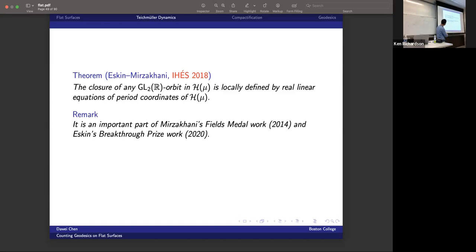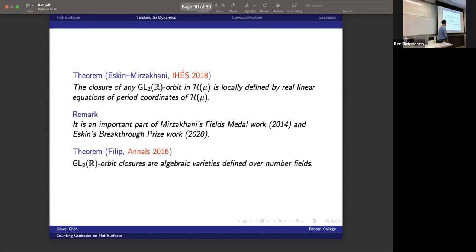But the paper itself is very long. Although it was published in 2018, the paper was written around the year 2013, and the published version is about 250 pages long. Eskin told me that even the referee report he received was 42 pages long.